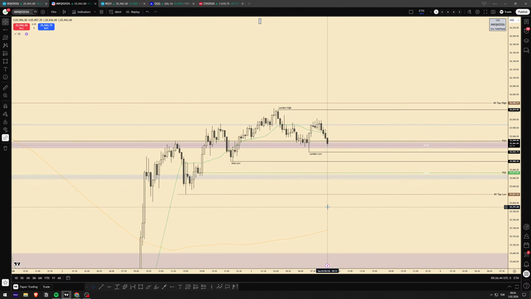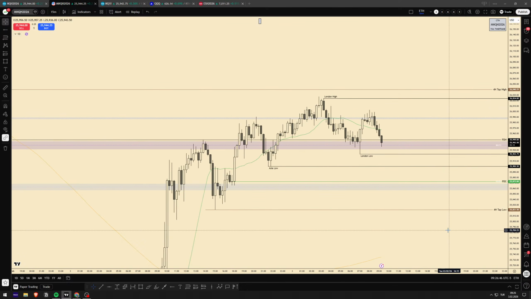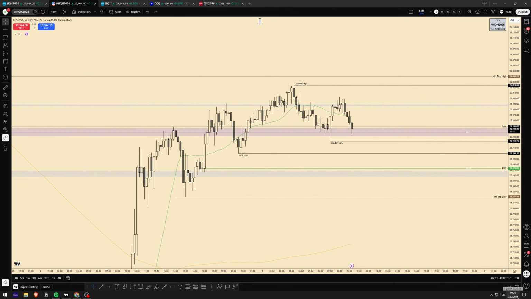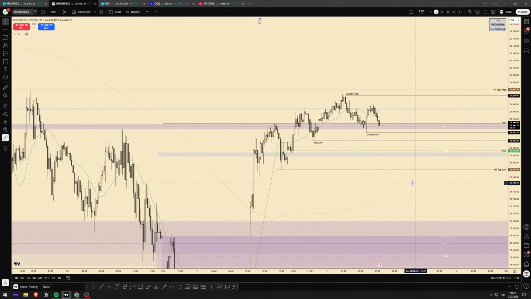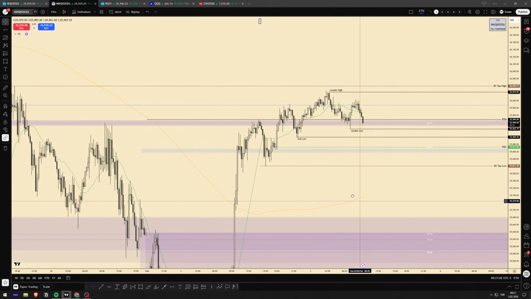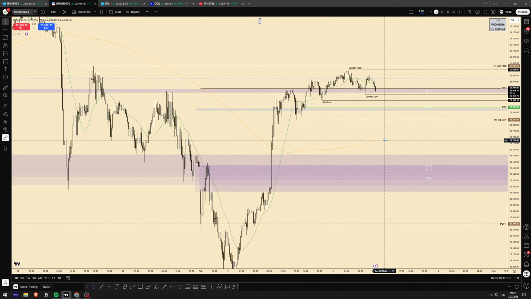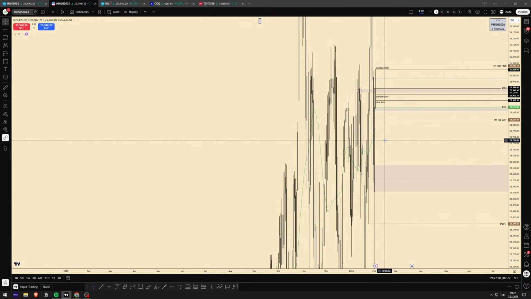This is pre-session. The market will be open in 4 minutes. I mean, the equities open, or New York open, will be in 4 minutes. So I drew some of the key levels on my chart, and I want to talk about those key levels.